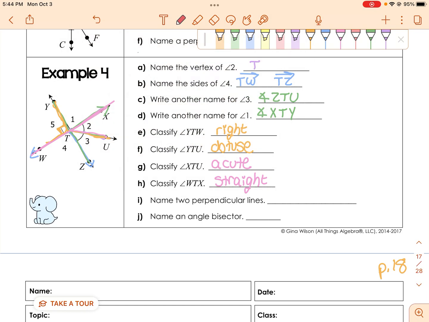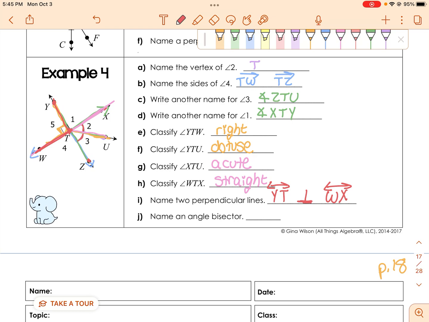Okay, two perpendicular lines. I would take these two where I see that clearly it makes 90 degrees, right? So we could call this line YZ or line YT. It doesn't matter as long as it's with two letters. Is perpendicular to line, and we can call it WT or WX or TX. Let's call it WX because they meet at 90.